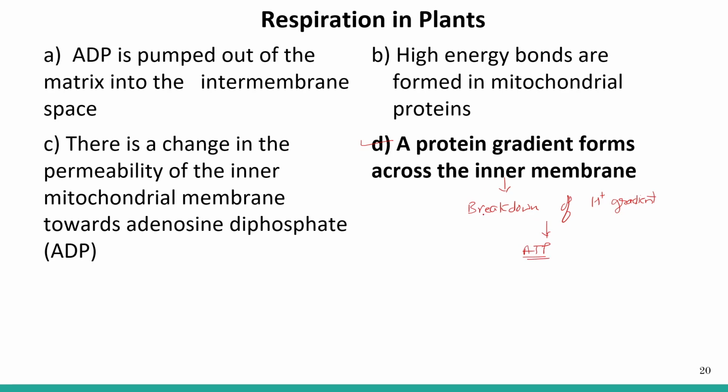And how does the breakdown of the proton gradient take place? By the movement of protons from the intermembrane space to the matrix. Protons go back from the intermembrane space to the matrix through complex 1, which consists of F0 and F1 parts. Here is the intermembrane space, here we have the matrix, and this is the inner mitochondrial membrane.